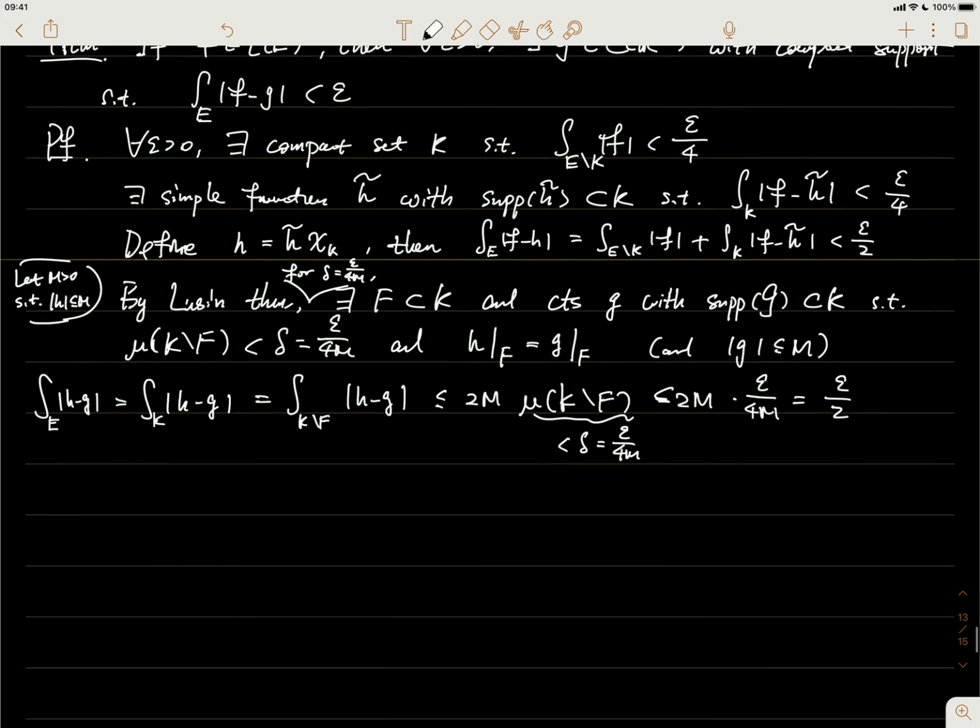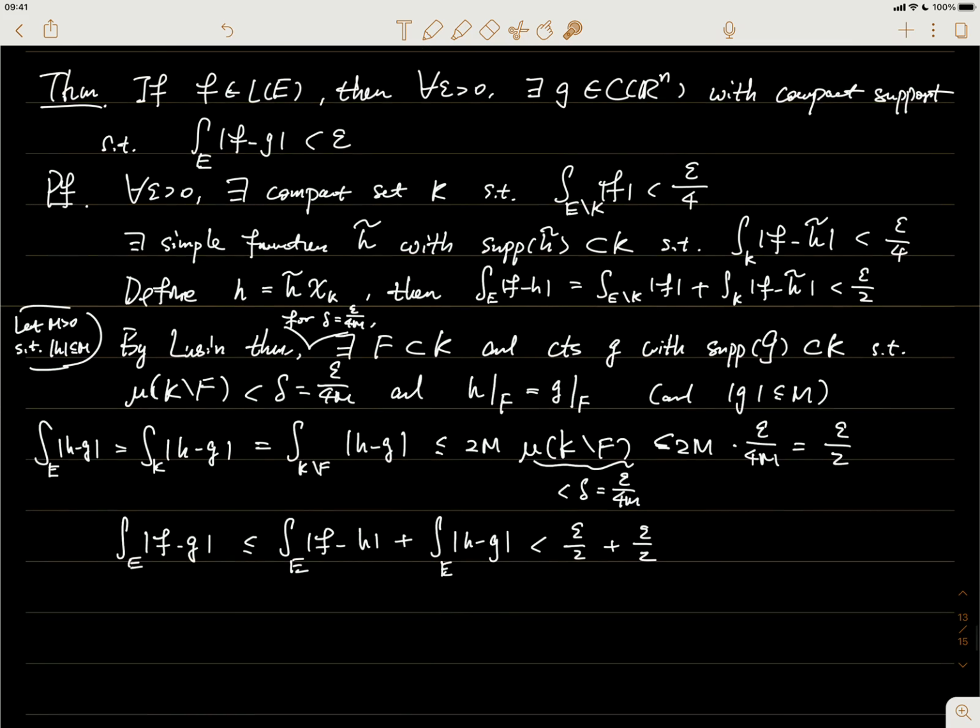And now we have both, right? I just apply the triangle inequality. The integral of f minus g over e is smaller than or equal to the integral of f minus h over e plus the integral of h minus g over e. And for both of them, it's less than half epsilon, as one is here, the other one is here. Okay, so that's how we got the epsilon.